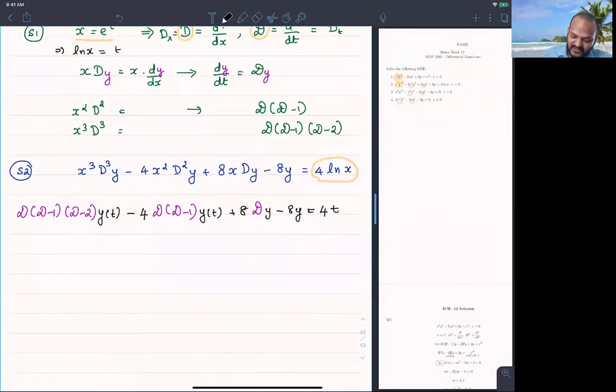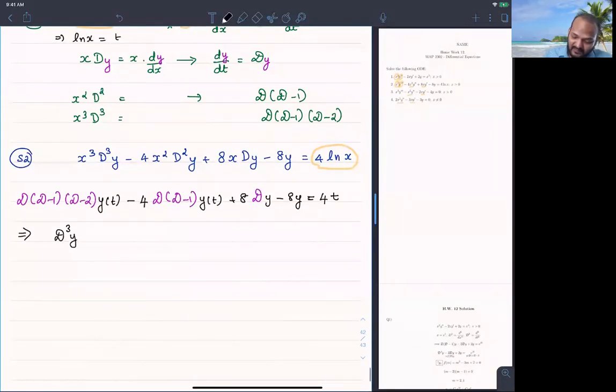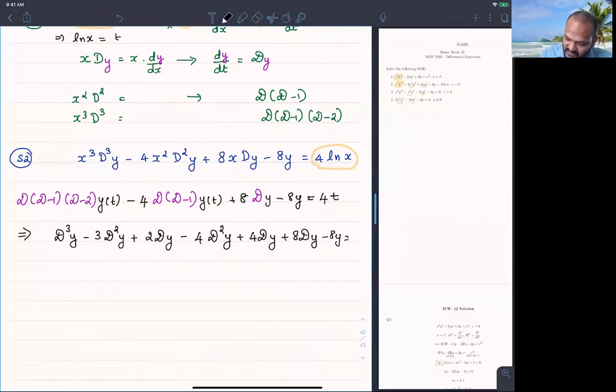Now I have to simplify this. To simplify this, ladies and gentlemen, I am going to have d cubed y, and from now on y is a function of t always, right? And then minus 3d squared y, and then plus 2dy, minus 4d squared y plus 4dy plus 8dy minus 8y is equal to 4t, right?